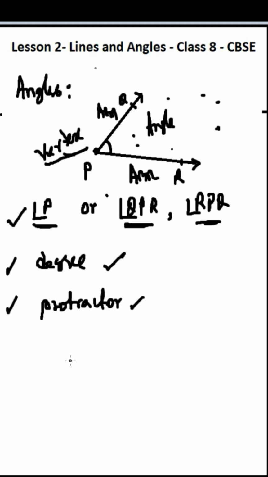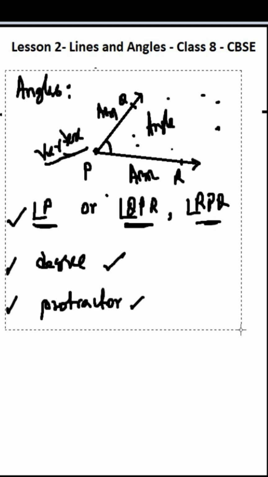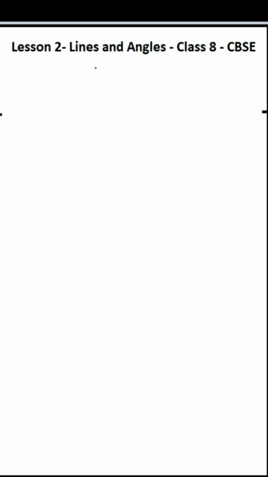Now let me go to one more concept of angle, types of angles, because these are things you have learned in the lower classes. So let me go to types of angles. Now let me start my explanation. This is a point P. Now I am taking a ray. So this is the initial ray.